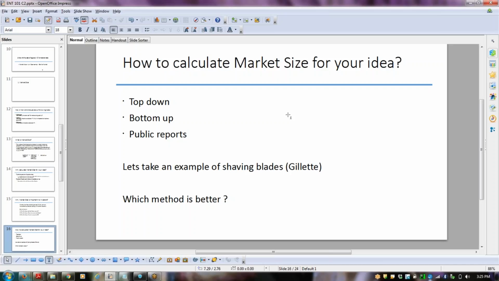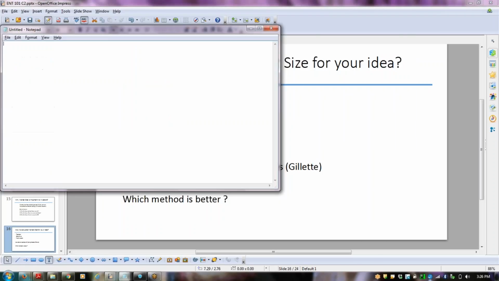So first, let's take the top down. We'll take the example of Gillette shaving blades. These three thought processes are top down, bottom up, and public reports. Now, what is top down? Top down is something that we have already discussed. It's simpler, but it gives a direction on how to approach it.